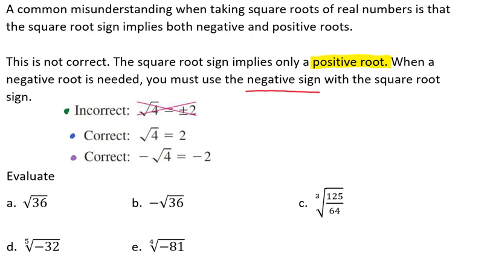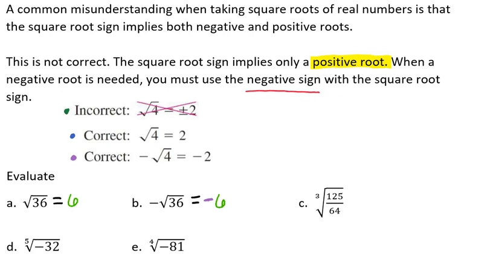So for our first problem, it asks us to evaluate the square root of 36. And we know that 6 times 6 is 36, so we're able to say that this answer is 6. Now if we look at letter B, this says negative square root of 36. And we saw from up on top with the purple example that when there's a negative sign out in the front, that means that my negative sign is going to make an appearance in my answer. And since we know that the square root of 36 is 6, I'm able to say that the answer for negative square root of 36 is negative 6.